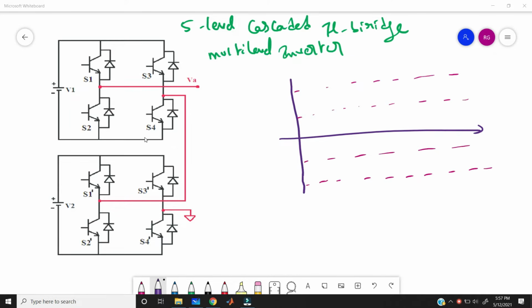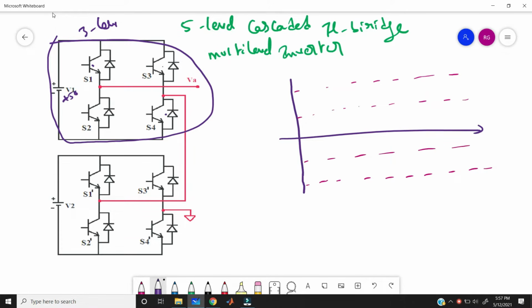So this is the 5 level cascaded H-bridge multi-level inverter. The circuit diagram of multi-level inverter is not much tougher. It is very easy. Actually, if you take the normal inverter, that is only a 3 level inverter. Why 3 level? If you turn on S1 and S4, you can get the positive 50. If you take the 50 volts, you can get only positive 50.